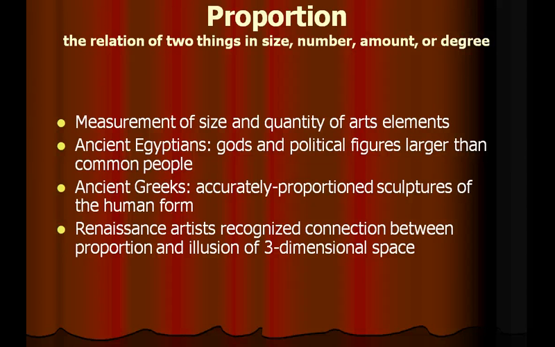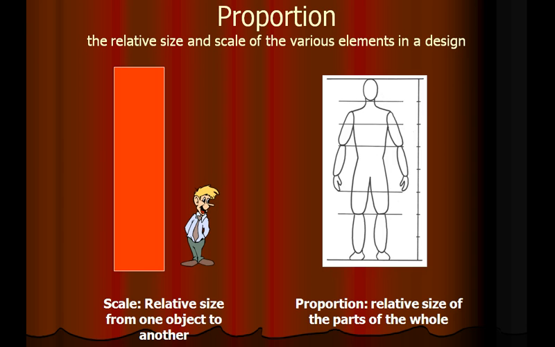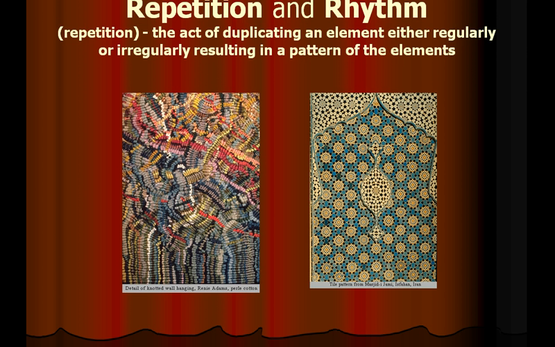Ancient Egyptians, gods and political figures were larger than the common people. With the ancient Greeks, accurately proportioned sculptures of the human form were important. Renaissance artists recognized the connection between proportion and illusion of three-dimensional space. Proportion refers to the relative size and scale of the various elements in a design. Scale is the relative size from one object to another, and proportion is the relative size of the parts of the whole. Repetition and rhythm.